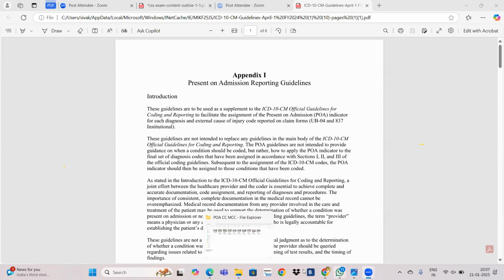Okay. Are you able to see my screen, right? Yes, sir. Thank you for confirmation.